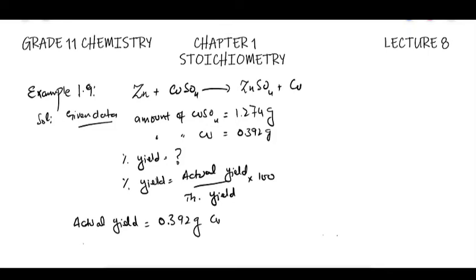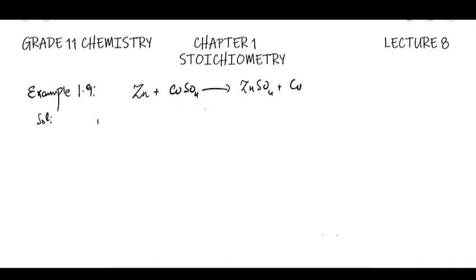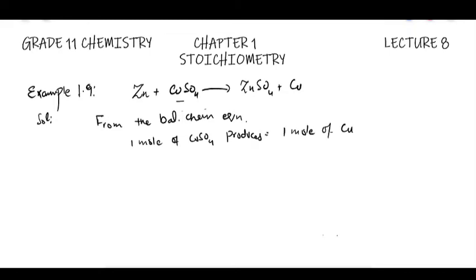And then we do not have the theoretical yield, and that is what we have to calculate from the balanced chemical equation. So let's do it. So from the balanced chemical equation, we know that because zinc is the excess reagent, we have to do the calculations with the amount of copper sulfate, that is the limiting reactant. So from the balanced chemical equation, we know that 1 mole of copper sulfate produces 1 mole of copper. That is what we have from the balanced chemical equation.